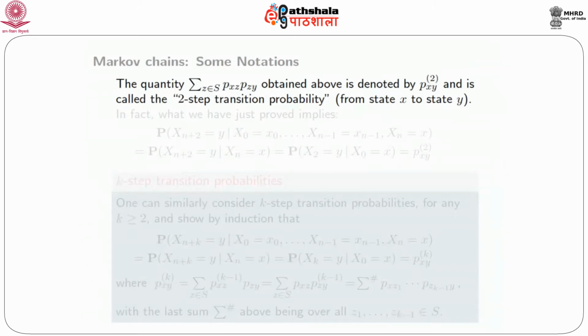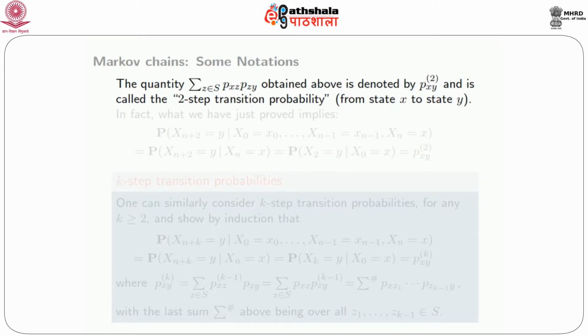So the two-step transition probabilities that we are interested in turned out to be this. But the important thing to note here is that this particular quantity that we have obtained is denoted by Pxy superscript bracket 2. We put bracket 2 and not just 2 to avoid confusing this with Pxy squared. And this is called the two-step transition probability from state x to state y.